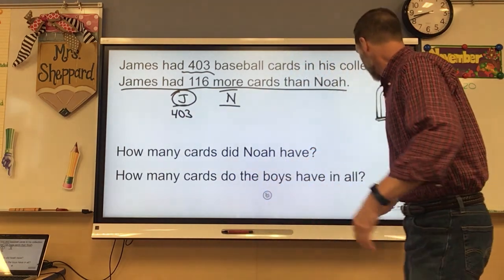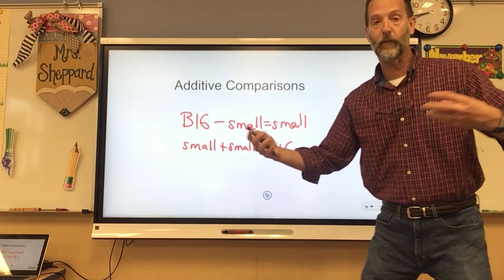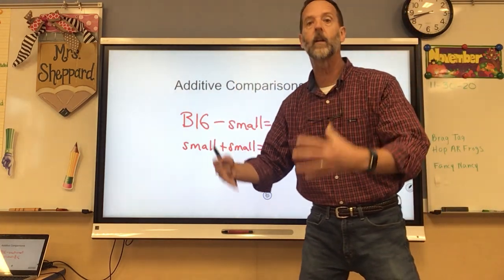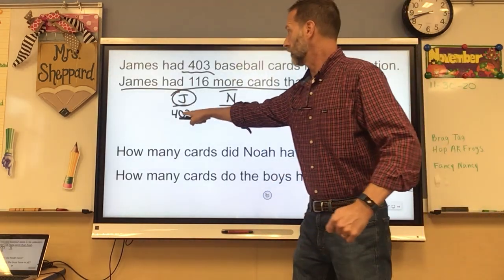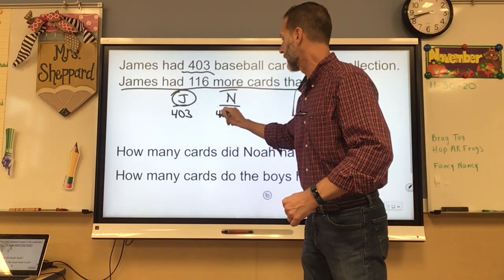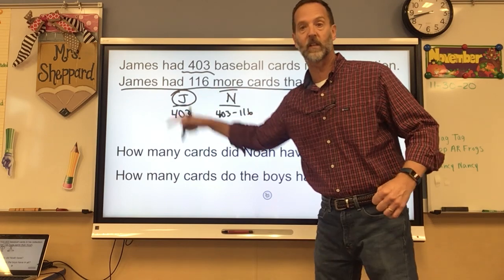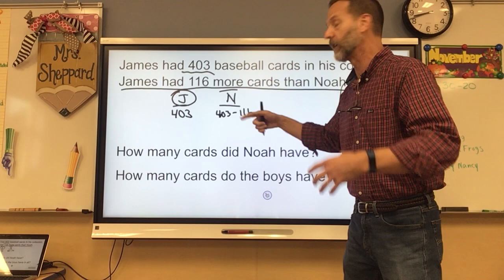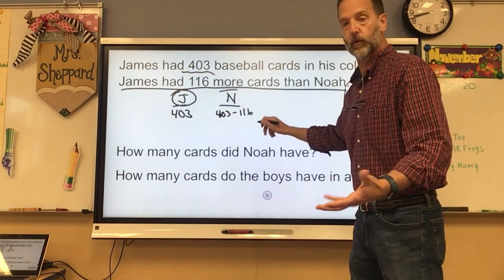Now if I go back to the thing I said before, I know the big one. So now I have to find a smaller one. So I'm going to subtract. I know the big number. Big number minus small gives me small. So James is the big number. To find Noah, I'm going to do 403 minus 116 because James has the bigger number. I don't want to add them because that would give Noah a bigger number, and it says that James has more. So now I would do the subtraction.